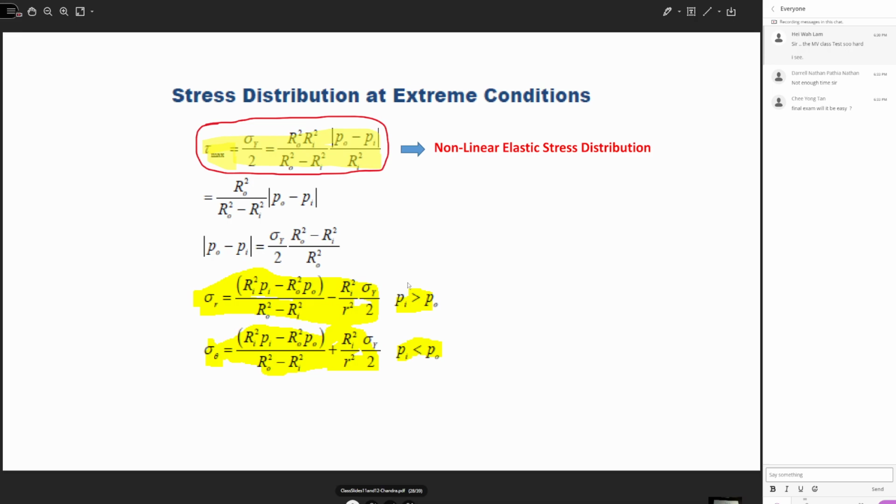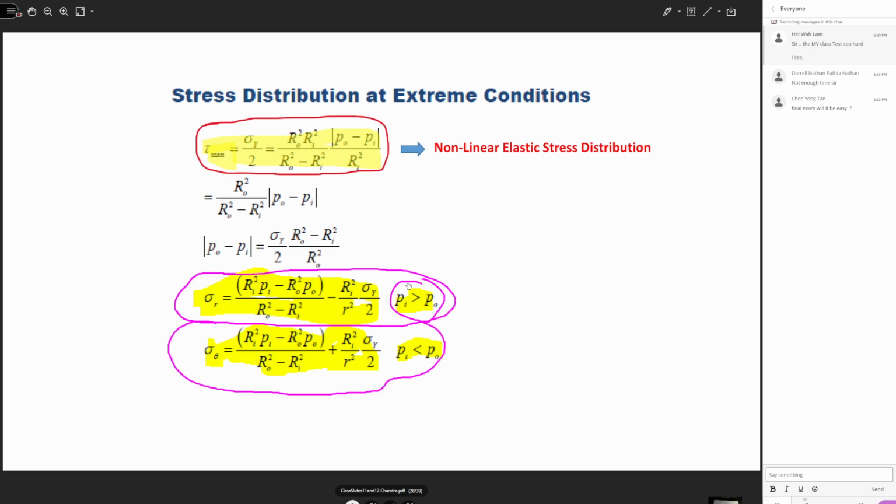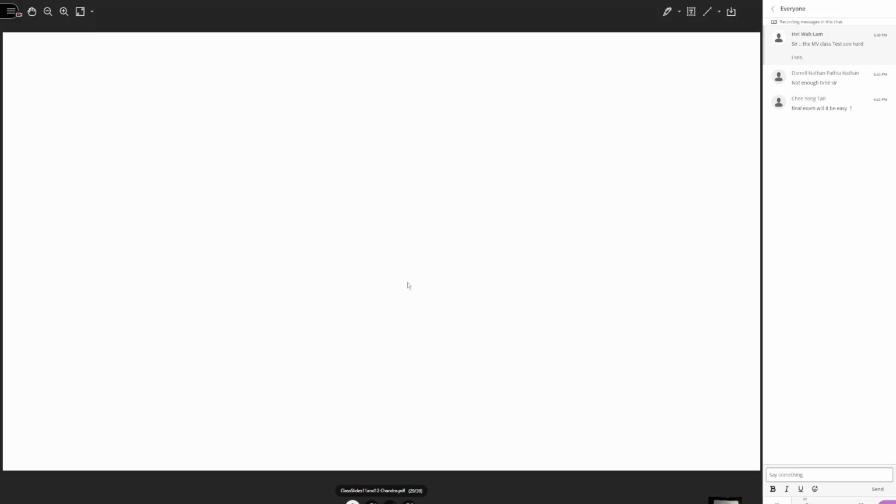Then the same formula, so that means the nonlinear elastic distribution at extreme conditions, in terms of yield stress, the radial stress can be given when the inner pressure is greater than outer pressure. So this is the formula for the radial stress in terms of yield stress when the inside pressure is greater than outside pressure. The tangential stress is given like this. This formula is important, these two formulas you need not worry.